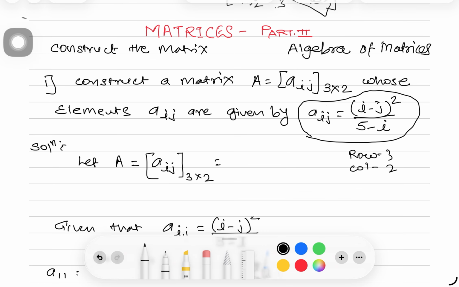So we will do a single video on the multiplication of two matrices, with the maximum number of examples. So first, for the construction of the matrix, we will take one example.